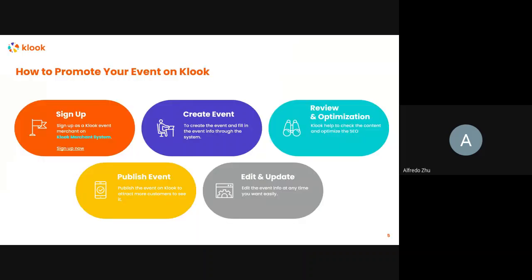In this session, we will divide it into 5 steps. The 5 steps are also the steps that you will need to go through when you are using our system to create and promote your event on Klook. The 5 steps include sign up, create event, review and optimization, publish event, and last, edit and update.